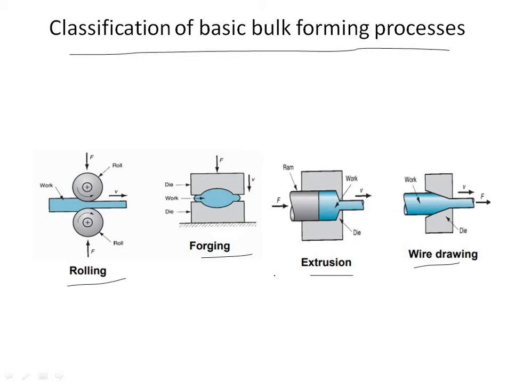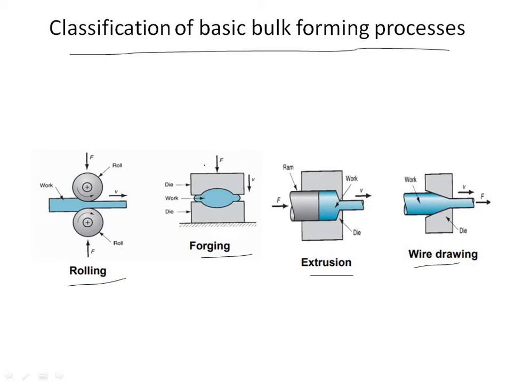Next we will be discussing the classification of basic bulk forming processes. So what is bulk forming? First we will discuss what bulk forming is, then we will proceed with the classification. Bulk forming is a severe deformation process resulting in massive shape change. The surface area to volume ratio of the work is relatively small. It is mostly done in hot working conditions.